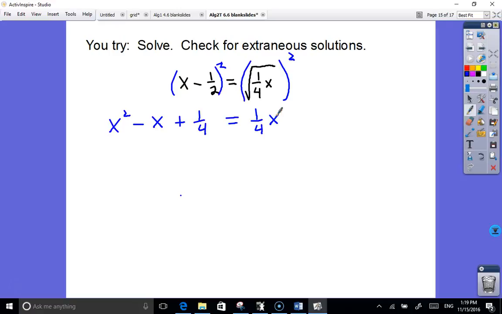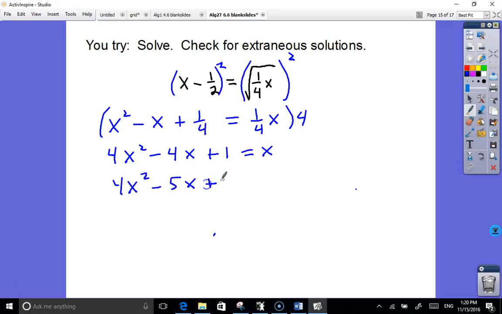So, it looks kind of complicated because of the fractions. But what could I do to get rid of the fractions? Multiply by 4, right? Because it's an equation, you can just multiply both sides by the same thing. Multiply all of this by 4, and then it's going to look like this: 4x squared minus 4x plus 1 equals x. And now get it in standard form equal to 0. That'll be 4x squared minus 5x plus 1 equals 0.